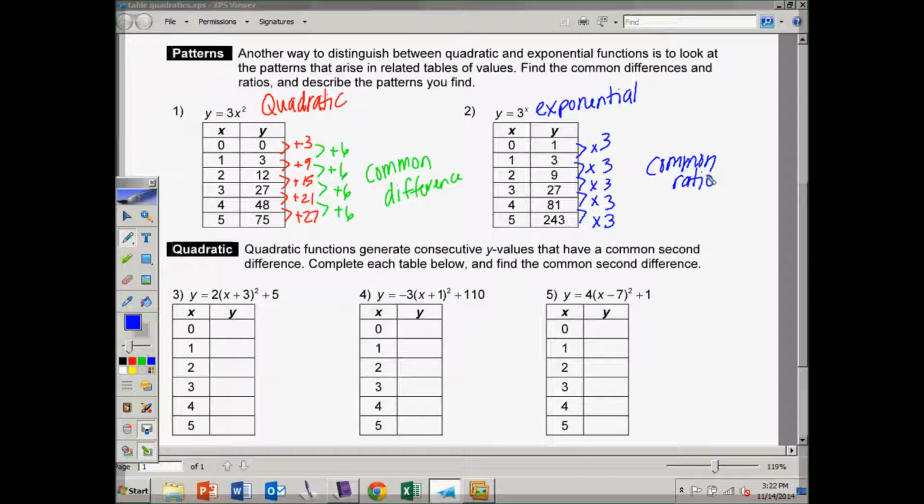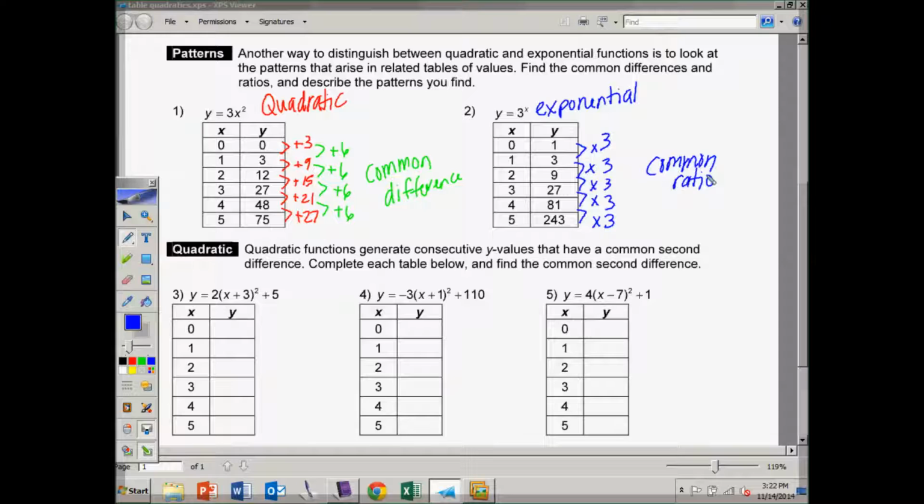So here we have quadratic. Quadratic functions generate consecutive y values that have a common second difference. Complete each table below and find the common second difference. So we're going to do the first one together, then I'm going to let you guys fill in the next, and then we're going to talk about what do we think those numbers represent. So here, when I fill this table in, wherever x is, I'm plugging in a 0, right?